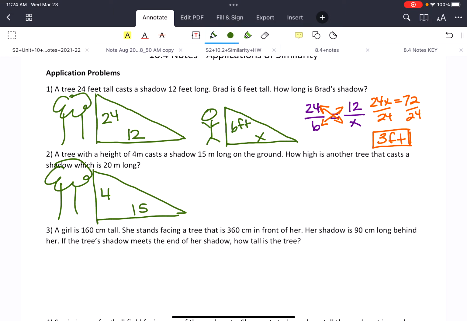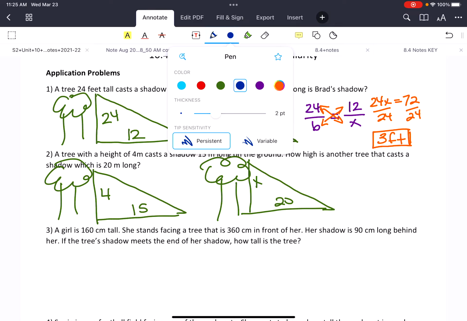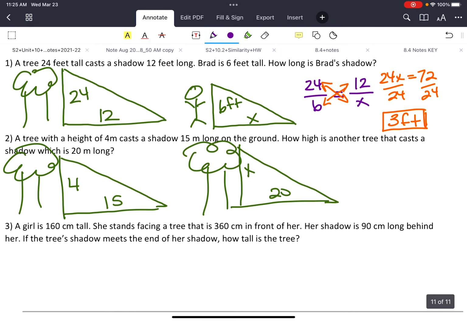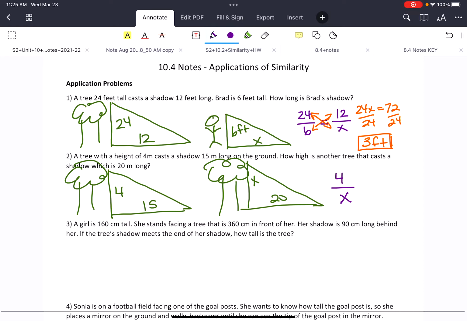All right, so we have another tree. It has a shadow that is 20 meters high, or long. Shadows aren't high. And we want to know how tall it is. So we have those 2 scenarios. So we match them up just like we did in the previous example. We match the 4-meter height with the unknown height as a proportion. And we match the shadow with the shadow.